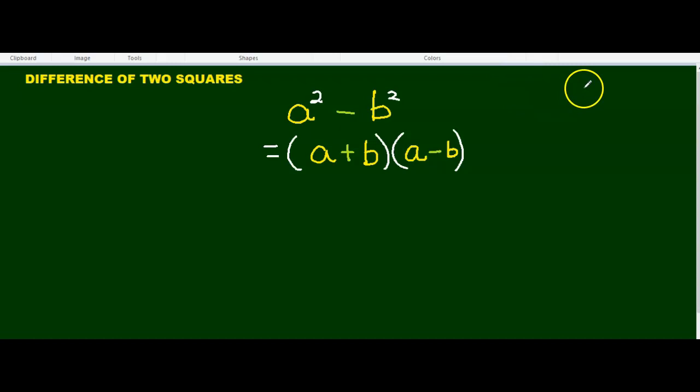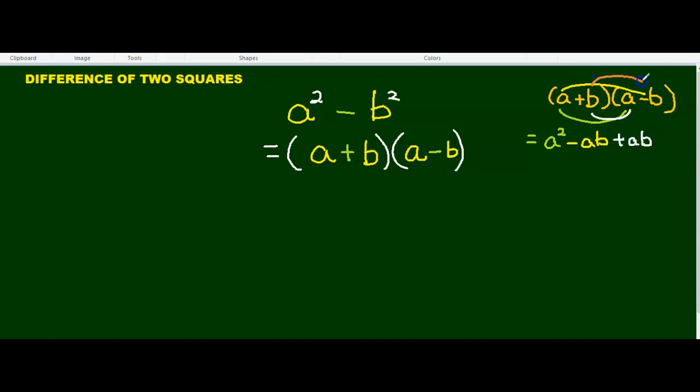If we start with our (a plus b)(a minus b), and we do our FOIL to distribute. So remember, first times first, which gives us a squared, a times a. O is outer times outer, so a times negative b gives us negative ab. I is inner times inner, so b times a, which would be also plus ab. And last times last, which gives us negative b times b, gives us negative b squared.